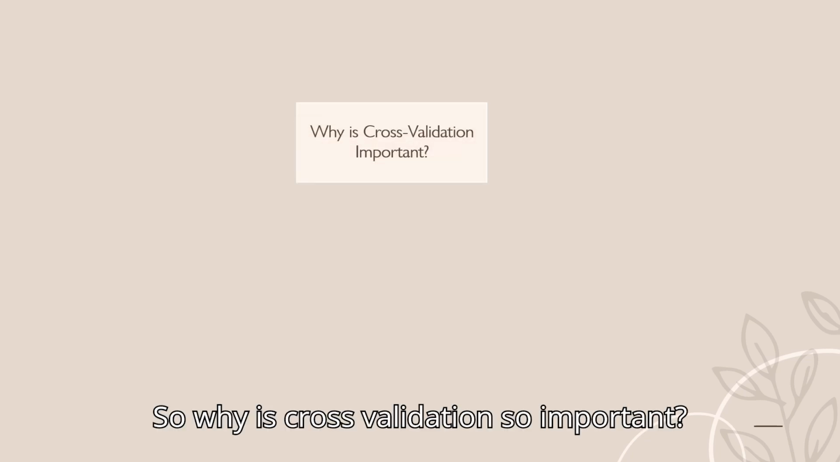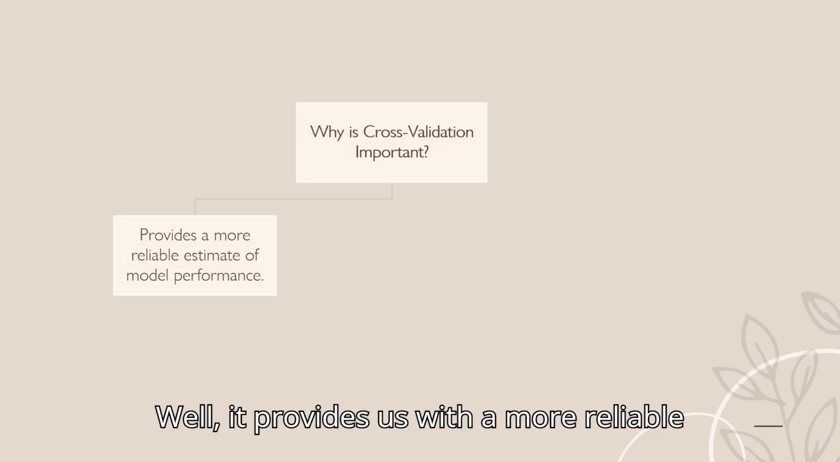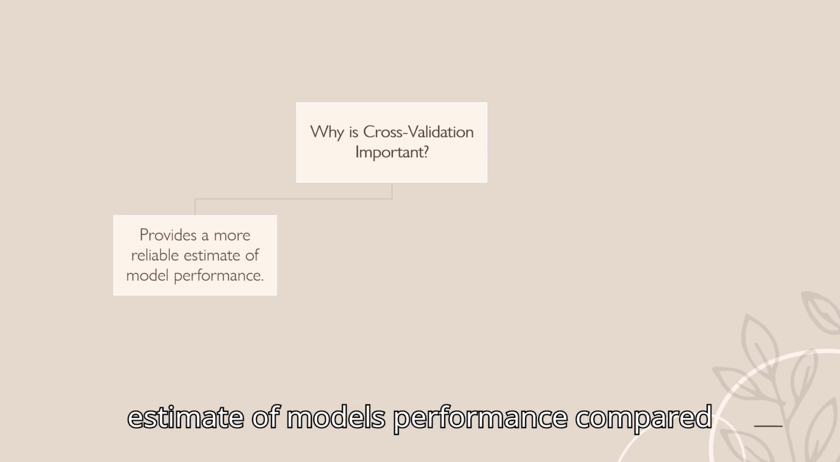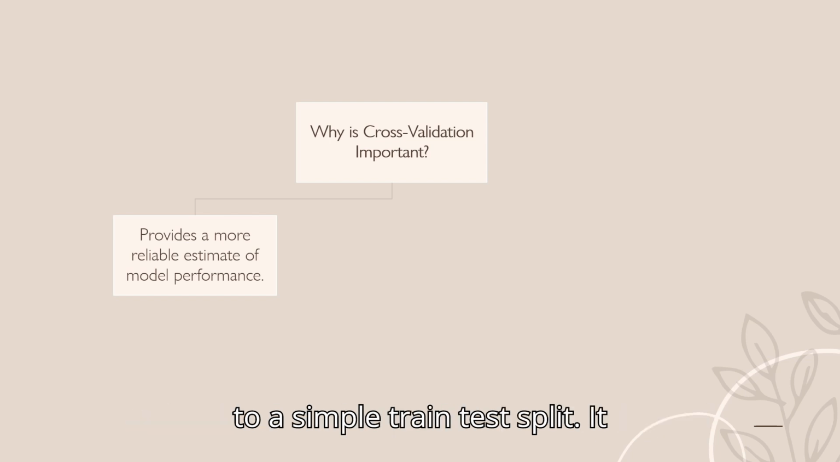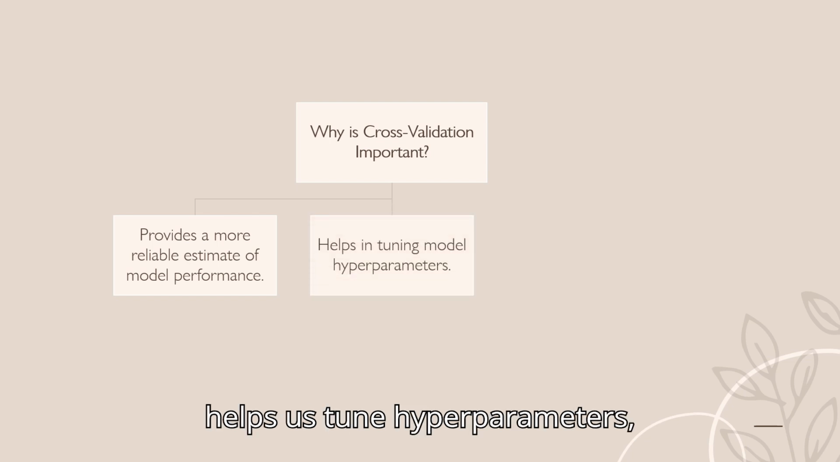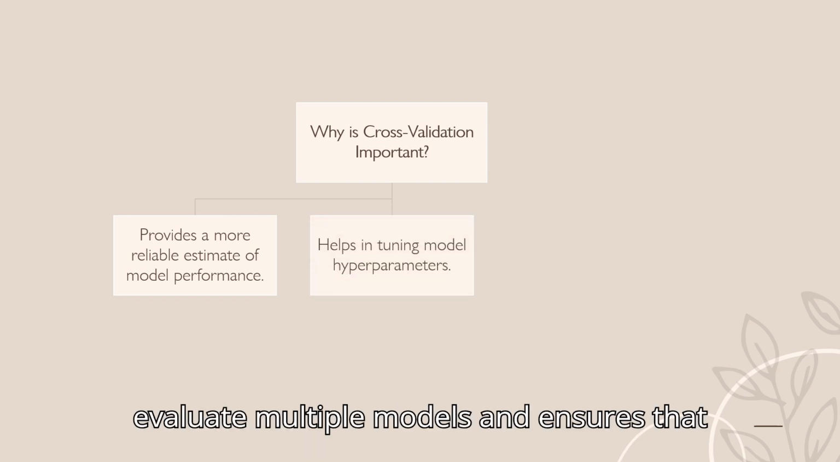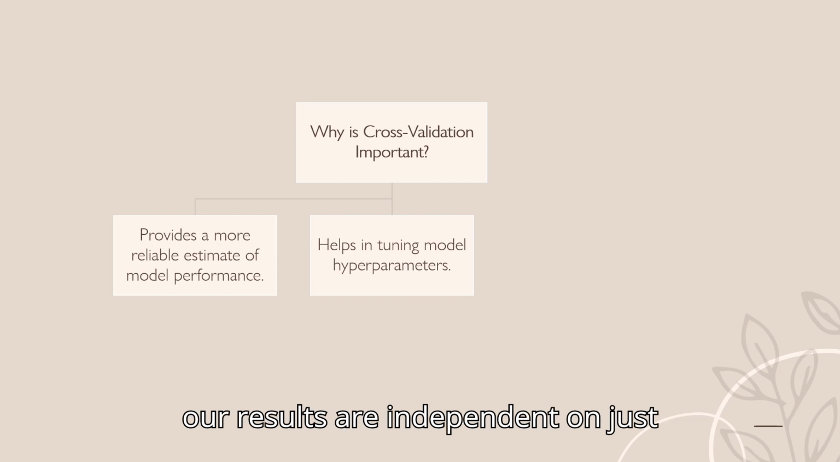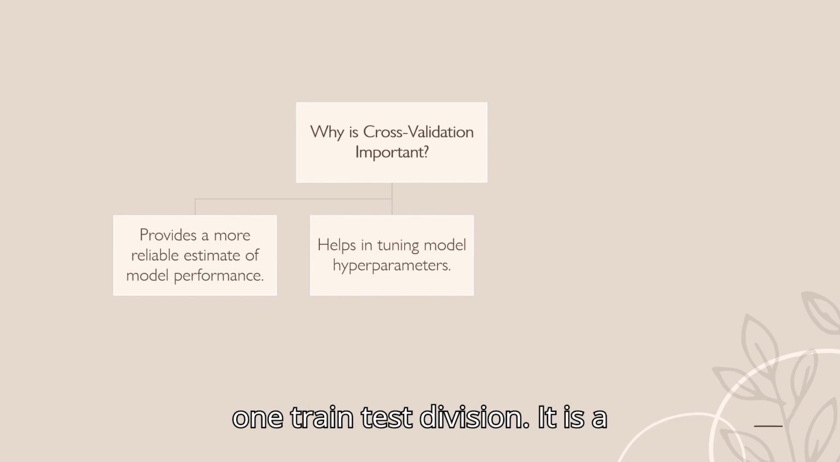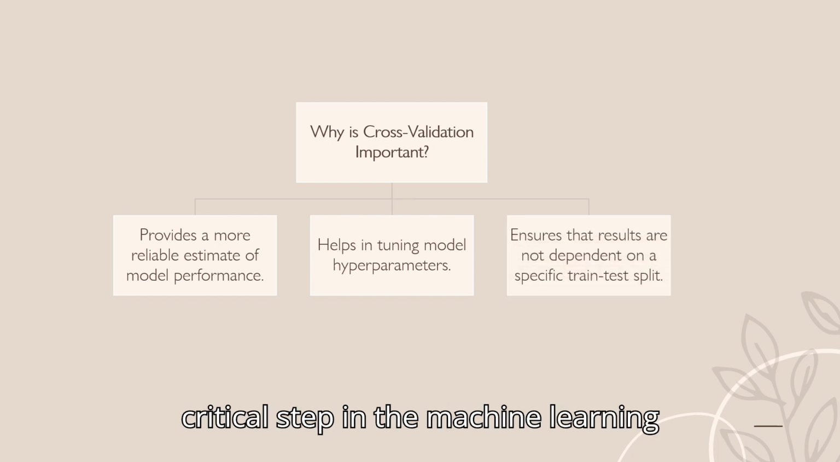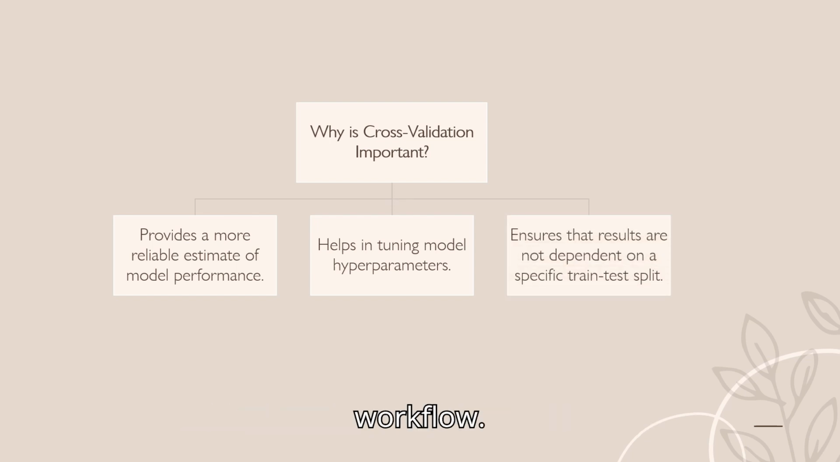So why is cross-validation so important? Well, it provides us with a more reliable estimate of model's performance compared to a simple train test split. It helps us tune hyperparameters, evaluate multiple models, and ensures that our results aren't dependent on just one train test division. It is a critical step in the machine learning workflow.